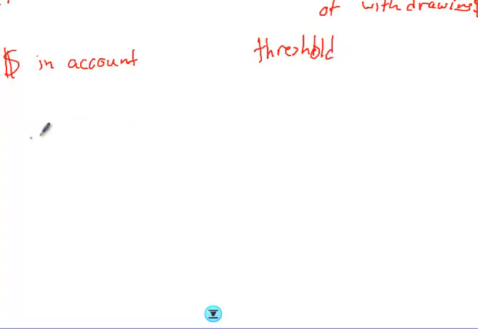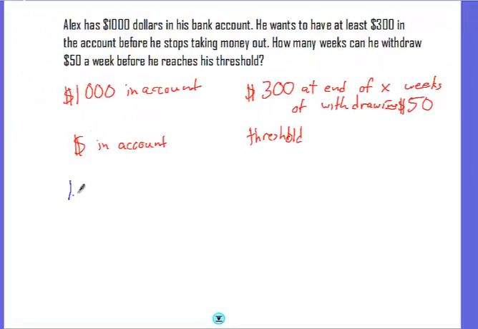So money in the account. The money in the account, well, we first start off with $1,000. But if you notice, every week I'm withdrawing $50. So it's 50, but we don't know how many weeks it's going to be, so it's 50x, because this is the money that starts in the account minus $50 for every week. Then the threshold is I want to stop when there's $300.